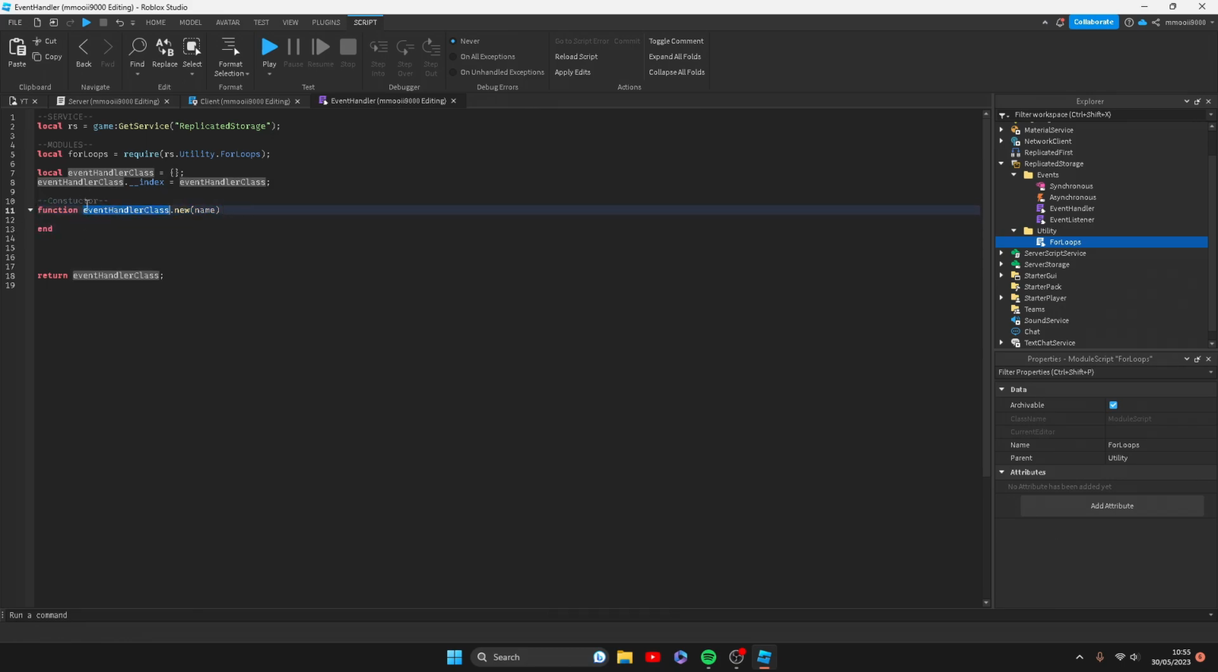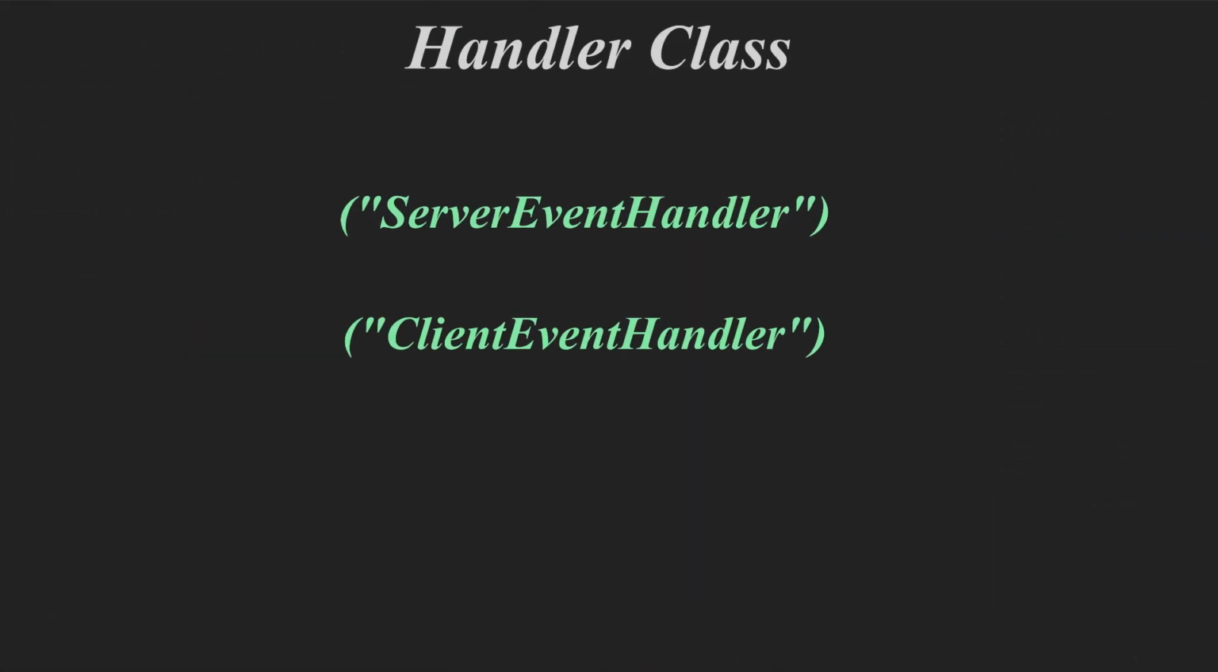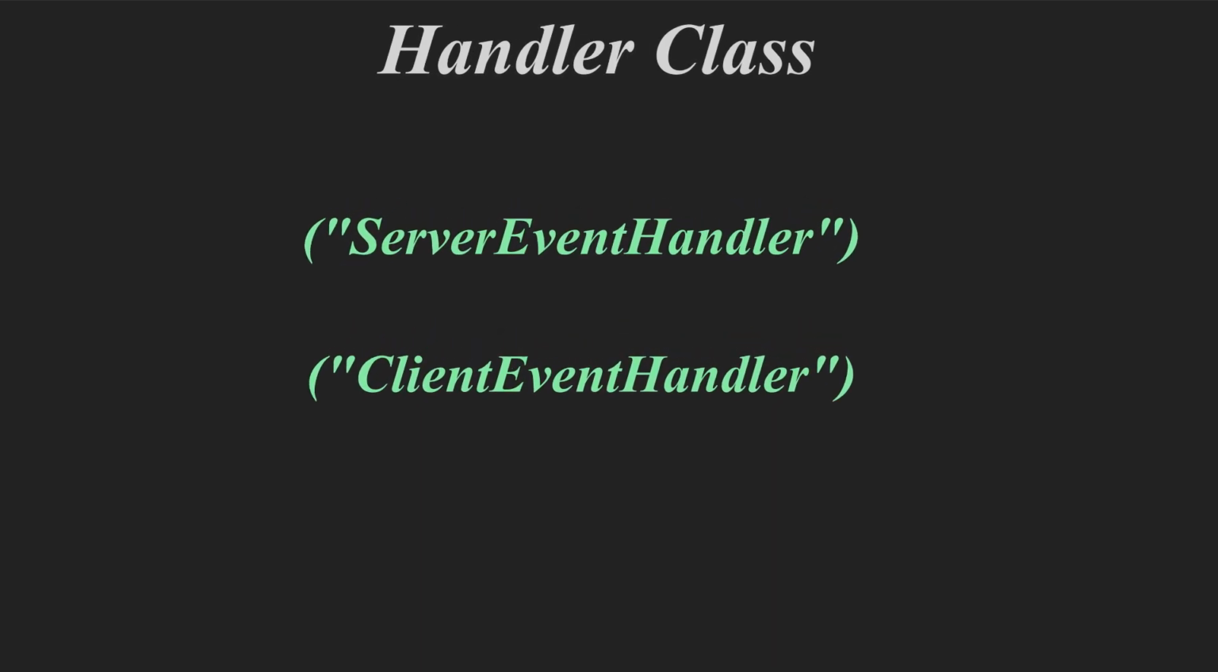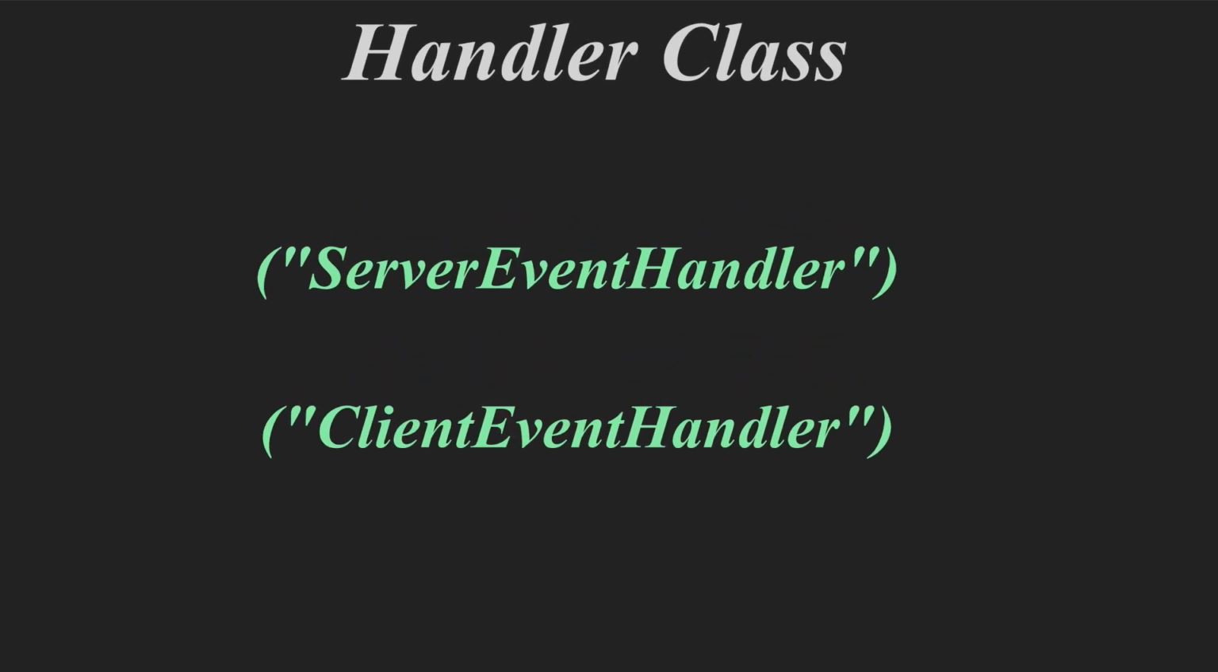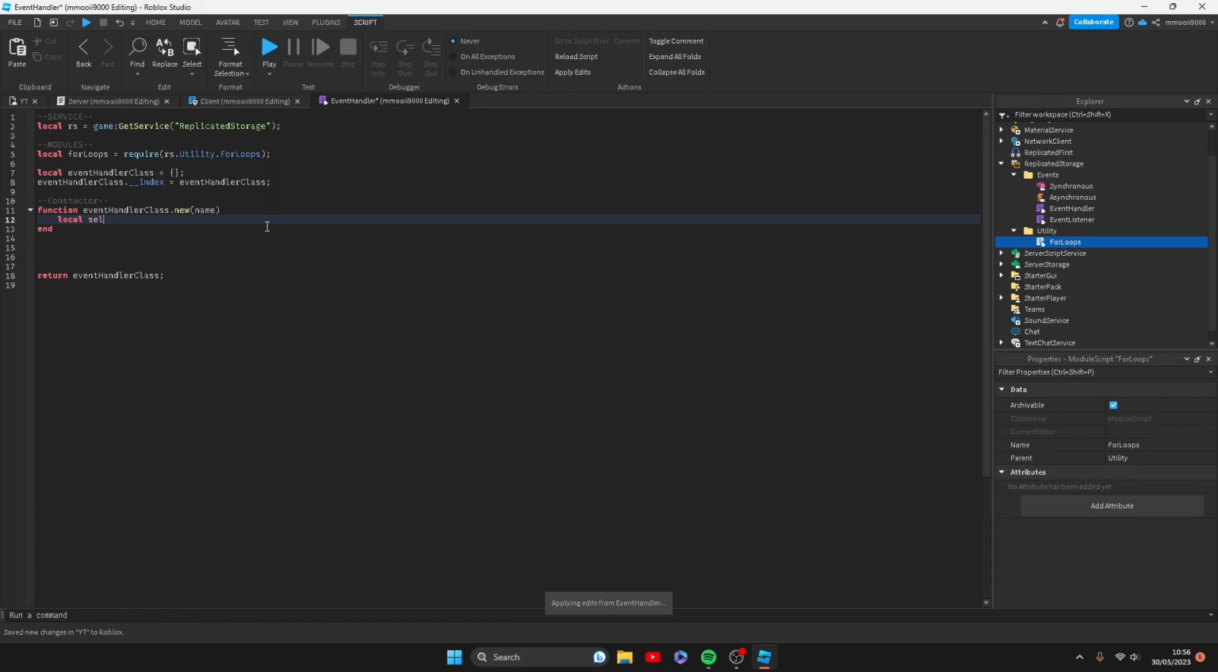We use the event handler class because we want it in this event handler class table, and we use .new. And we also want to pass in a name because we want to give the event a name, just so we can identify different event handlers for different scripts. So the server event handler will have a name of server event handler, and the client one will have client event handler as its name. Remember, we need to create our self variable, and we want to set the metatable of that to an empty table with the event handler class as the second parameter.